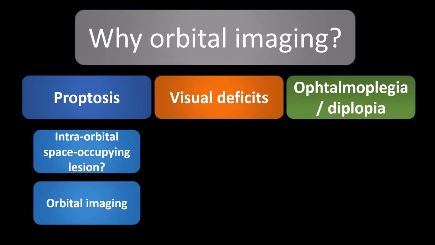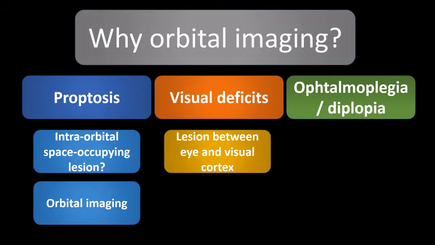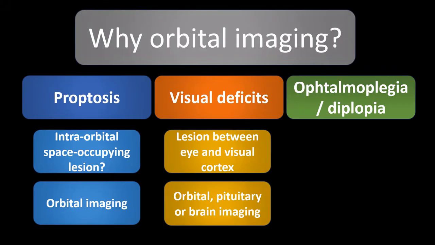In a patient with visual disturbances, it all depends on the exact nature of the visual disturbance, because this can be caused by a lesion anywhere between the eye and the visual cortex in the occipital lobes, which is a large region. So depending on the exact nature of the visual disturbance, the patient will benefit most from a dedicated MRI of the orbit, an MRI of the pituitary, or an MRI of the brain.